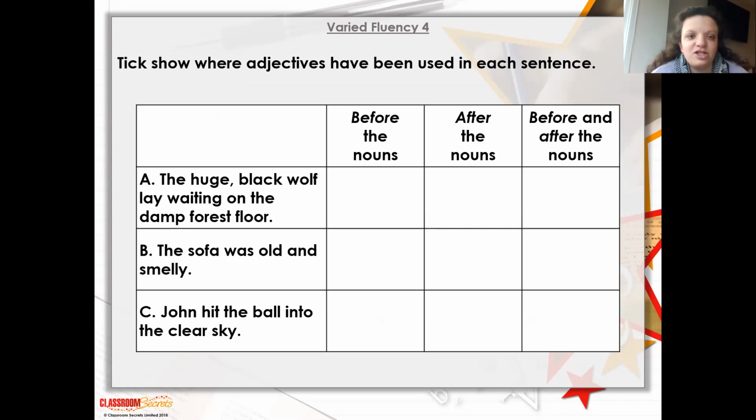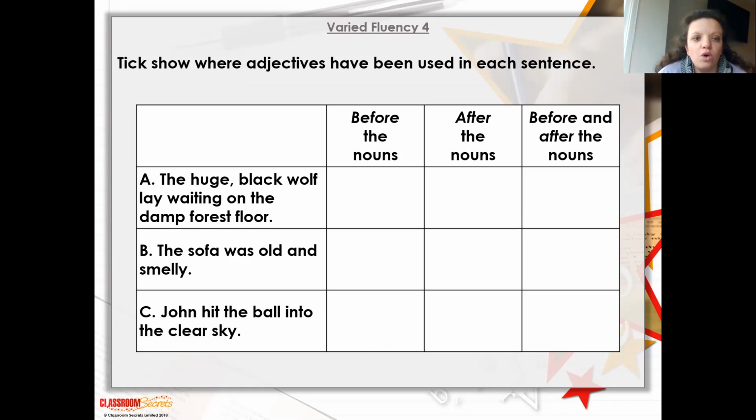So hopefully you didn't see that too much. So you have to tick whether it's got adjectives before the noun, after the noun, or before and after the noun, whether it's got before or after, or whether it's got them in both. So the huge black wolf lay waiting on the damp forest floor. Has it used adjectives before its noun, after, or a mixture of both?